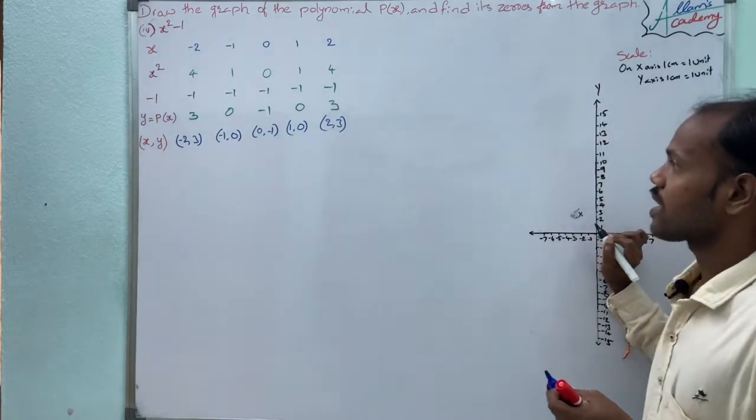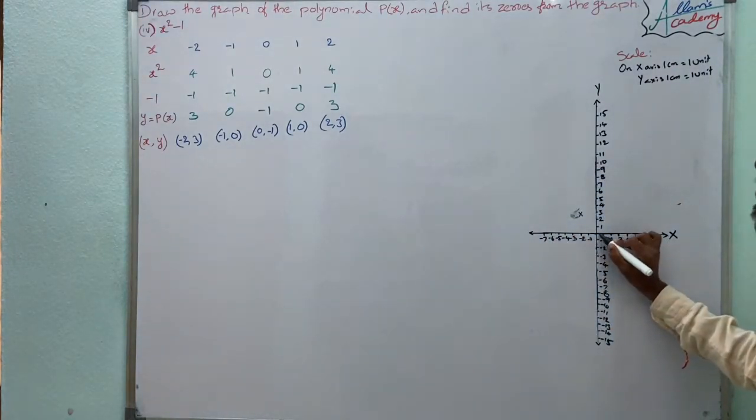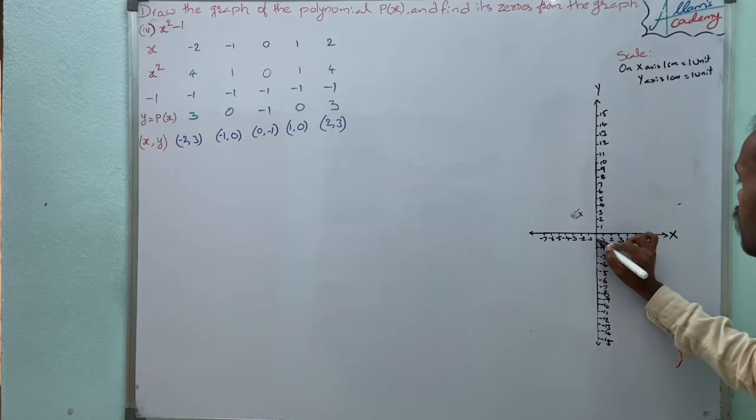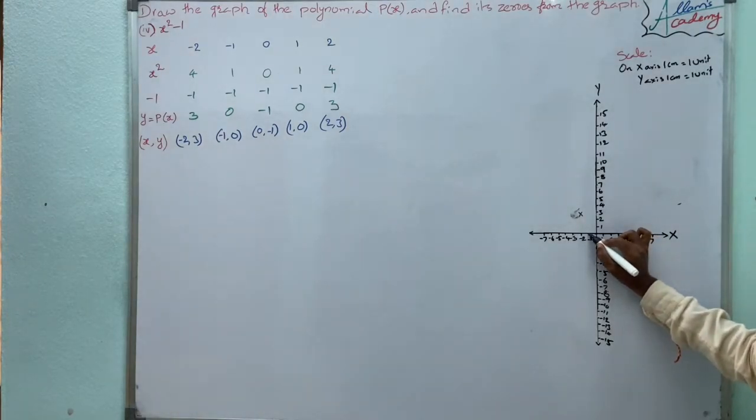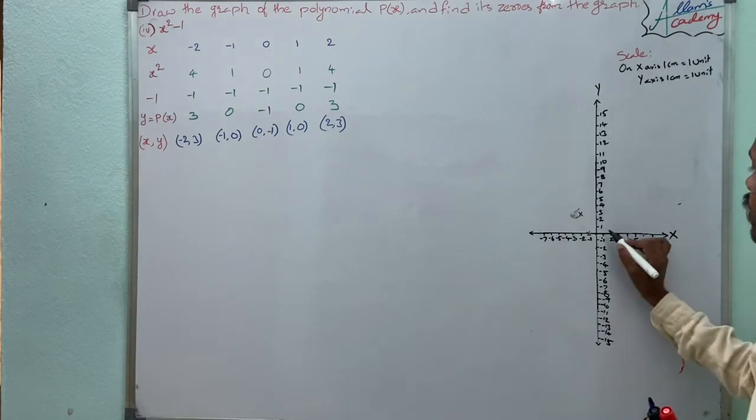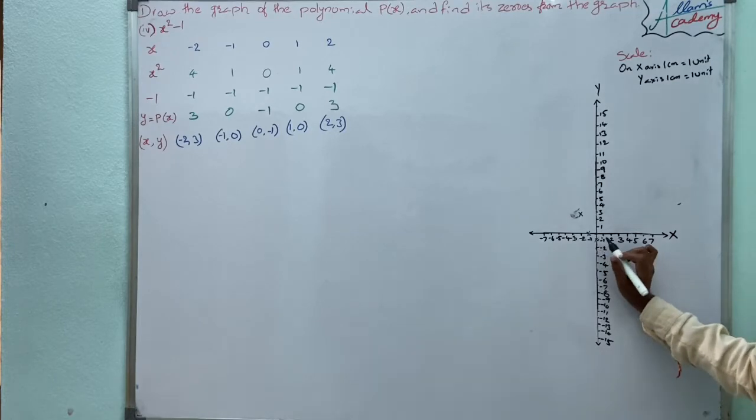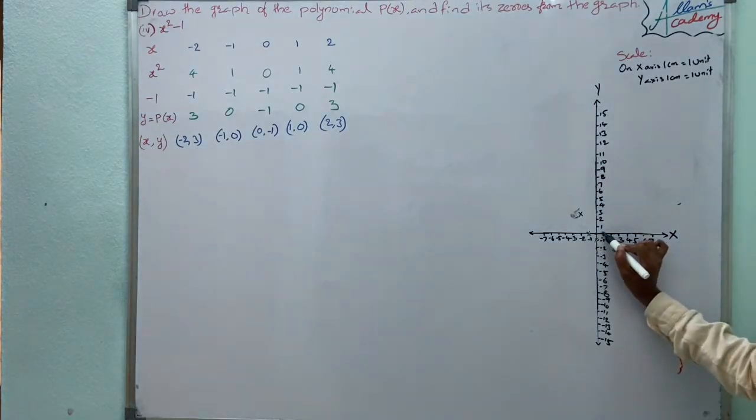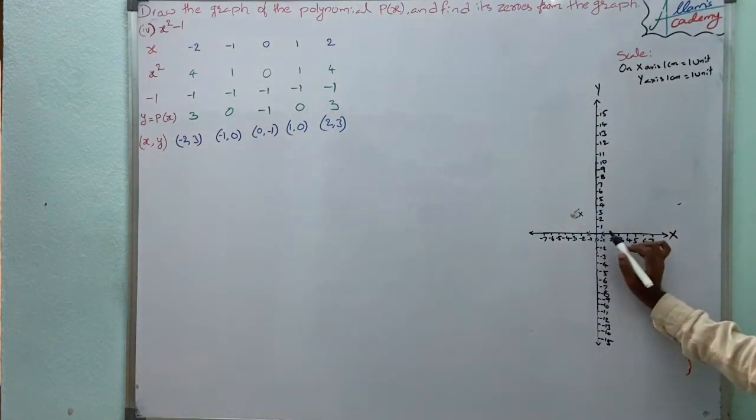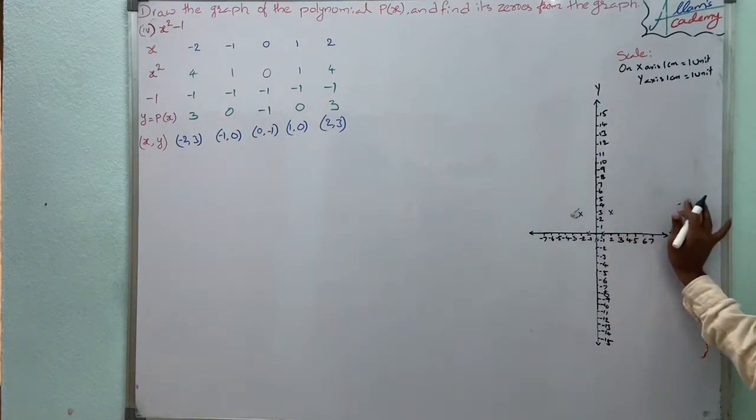Next, x equals -1, then y equals 0. Then x equals -1, then y equals 0, that is the point. Next, x equals 0, y equals -1, so here is the point. Next, x equals 1, y equals 0. Next, x equals 2, y equals 3, here is the point.